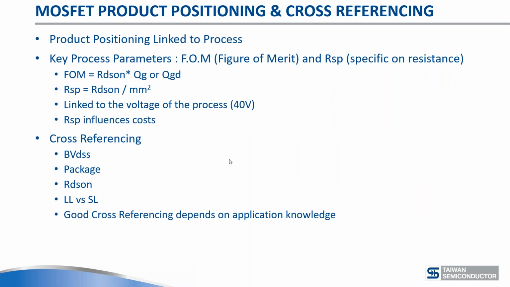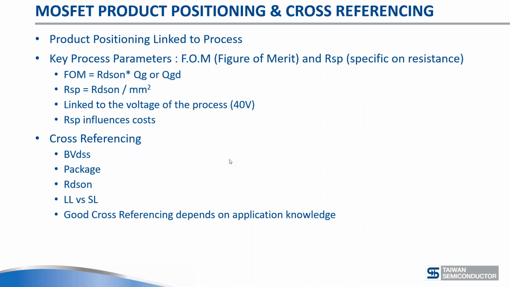And now we're going to talk a little bit about the front end of MOSFETs and how we compare with our friendly competitors, and a little bit more about cross-referencing, if you can cross-reference a MOSFET at all. So the key product positioning is linked to the process, to the split gate technology process we have. That determines the data sheet. The rest is just a different die size. Everything is determined by the process.